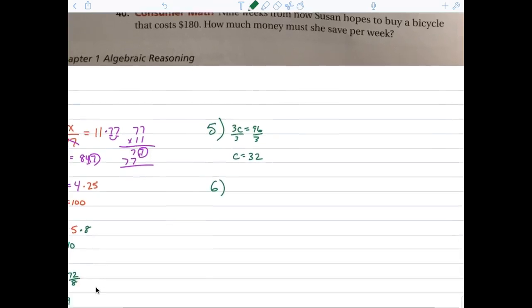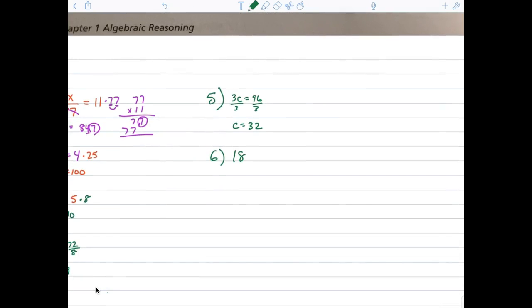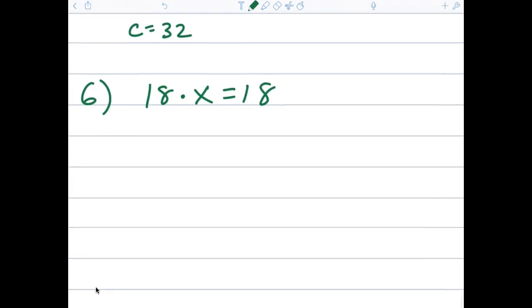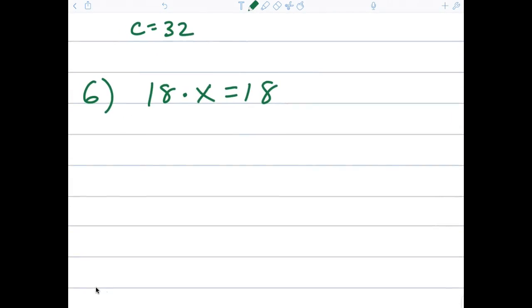18x equals 18. Does everybody see that? It was like this. Here, let me just go ahead and write this out because I don't want you confused. So it was 18 times x equals 18. But when we get to higher level math, we don't write it like that, do we? We would just write what? 18x. Is everybody okay with that? So I'm just going to rewrite it as 18x equals 18.